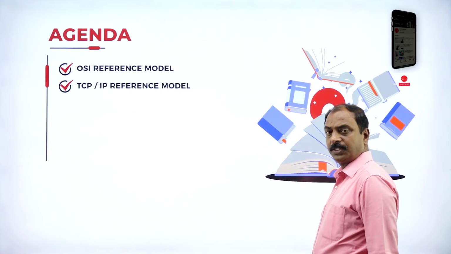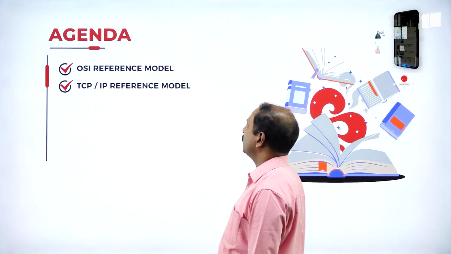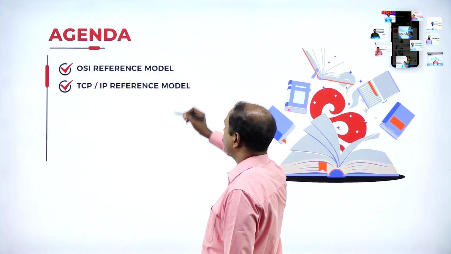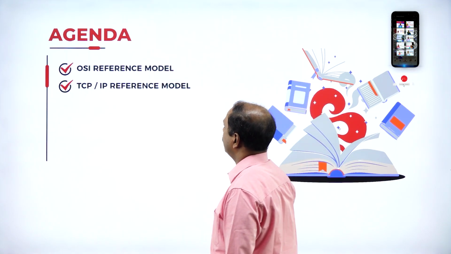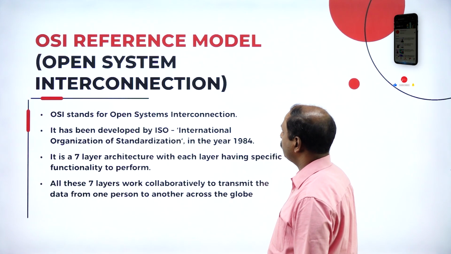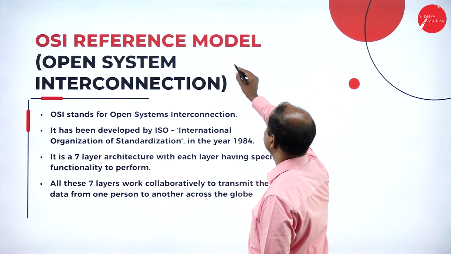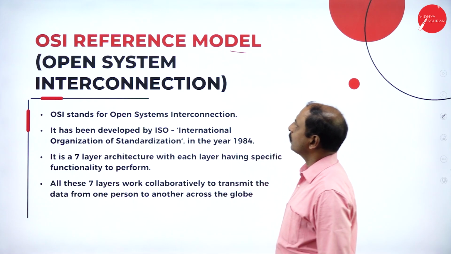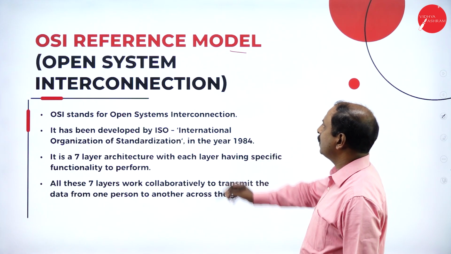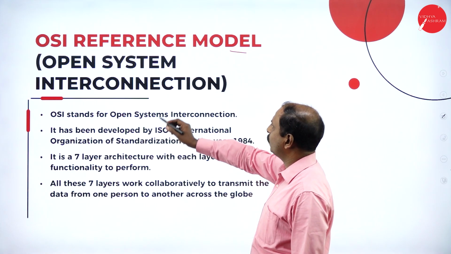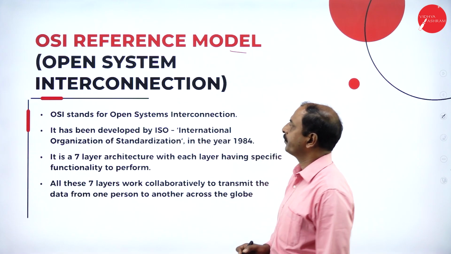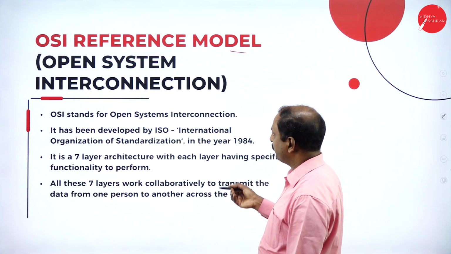In this session, we are going to talk about the OSI reference model and the TCP/IP reference model. Let us start with the first one, that is the OSI reference model. So, what is the OSI reference model? The full form of OSI is Open System Interconnection. So, actually, what is the OSI reference model?